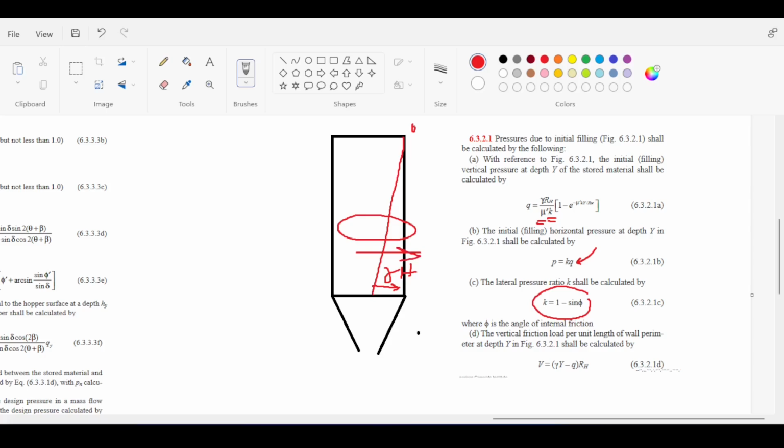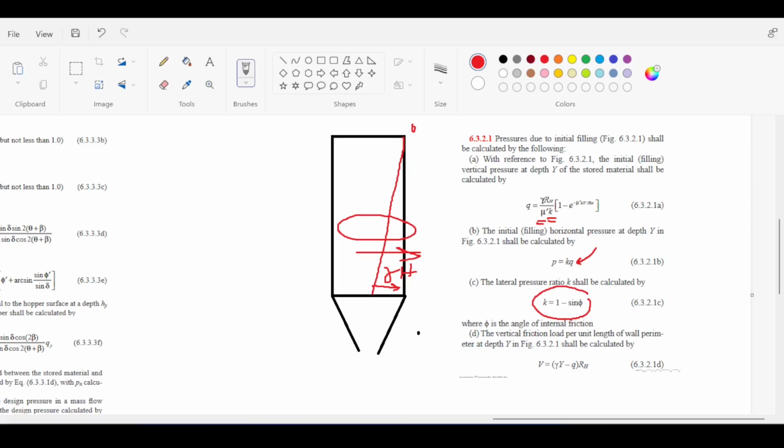Please notice that you need the horizontal pressure because you need to design the walls of the silo. In fluid mechanics, it's also gamma multiplied by H, because both the vertical and the horizontal pressures in fluid are the same. But in soil, there is a factor called K, and you use it to find it.